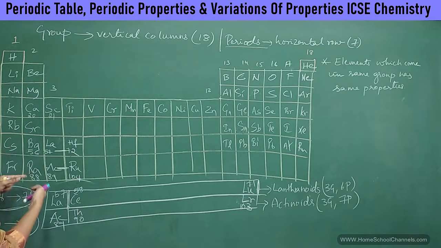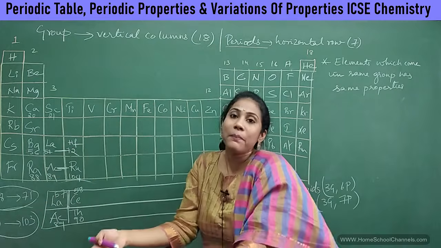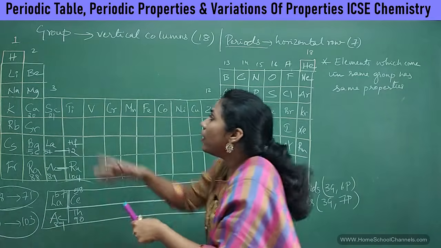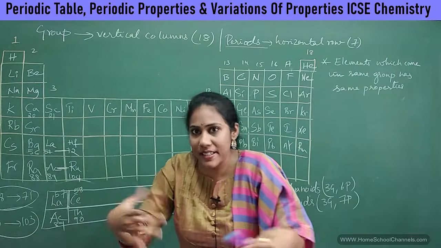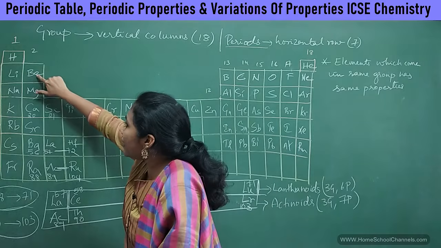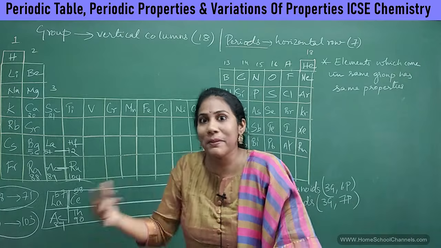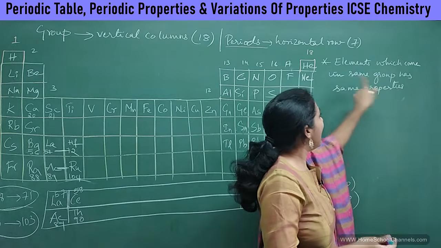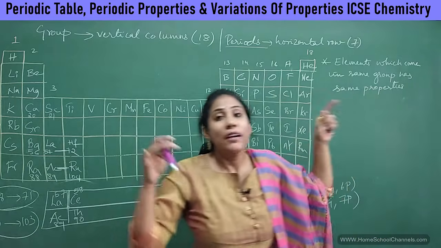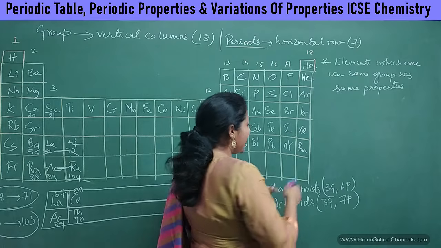That is why we say the elements present in the same group will have the same chemical properties. Hydrogen, lithium, sodium, potassium, rubidium, all of them react in a similar way. Similarly, beryllium, magnesium, calcium, strontium, barium, all of them would react in a similar way. So this is what we mean by elements in the same group having the same physical and chemical properties. Okay, fine. And you know what?